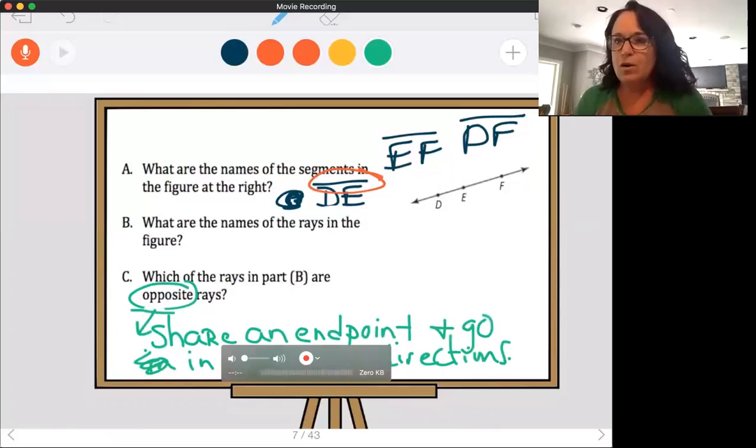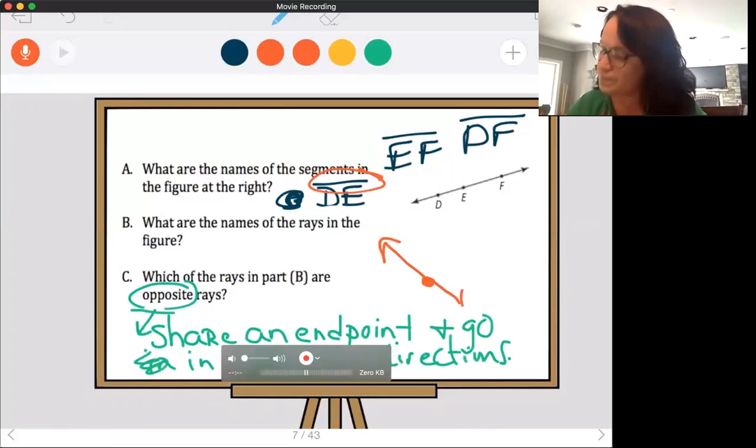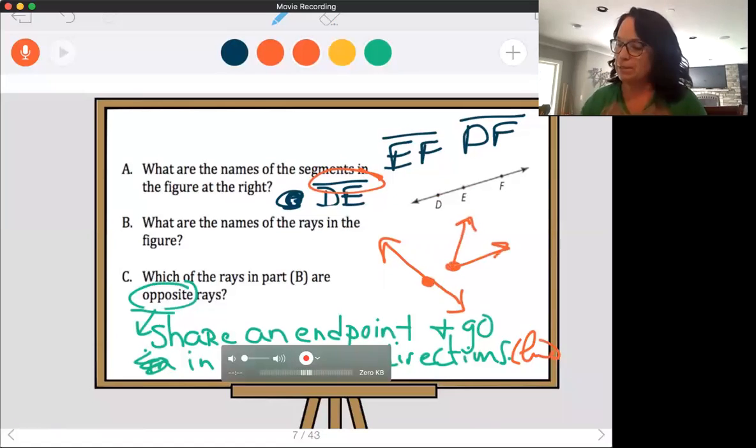So what happens when rays share an endpoint and go in opposite directions is that they make a line together. So you might want to write yourself a note. They make a line together. Sharing an endpoint's not enough. These share an endpoint, but they're not opposite rays. Actually, those make an angle.